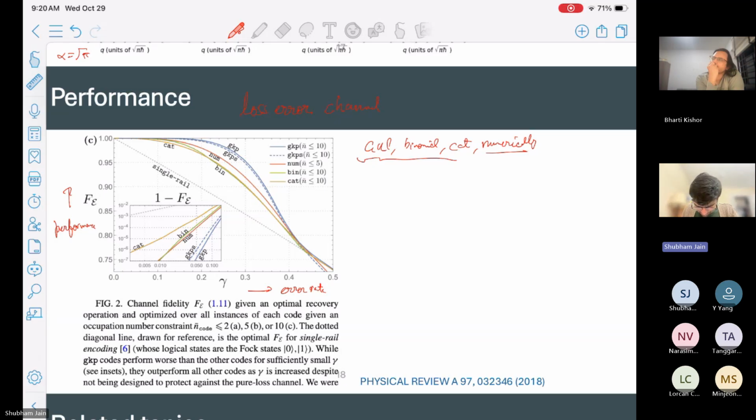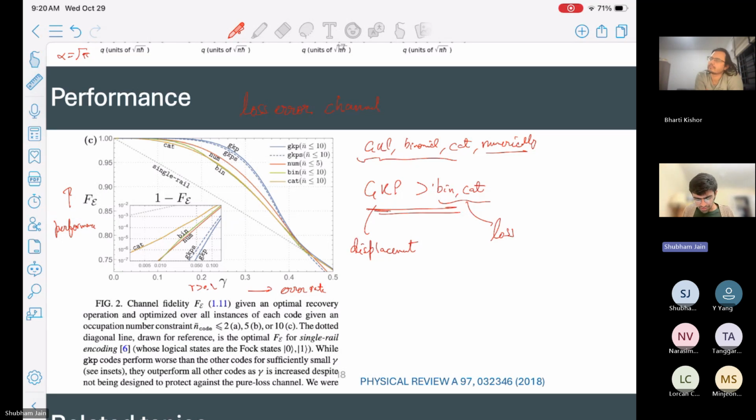If we look at this region of, let's say, gamma greater than 0.2, we see that GKP codes perform better than these binomial and CAT codes. And this is surprising because GKP was designed to correct against displacement noise, whereas these were designed to correct against loss errors, and we are actually comparing the performance of these codes against the loss error channel. So even though the GKP codes were not designed to protect against loss error channels, they turn out to have the best protection against this loss error channel. So that was a little bit surprising.